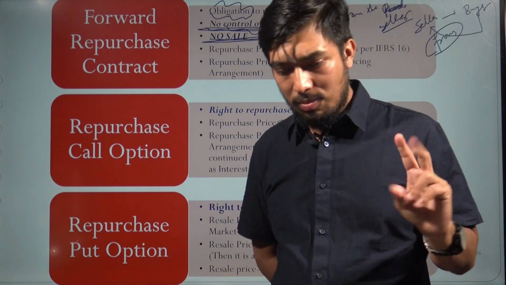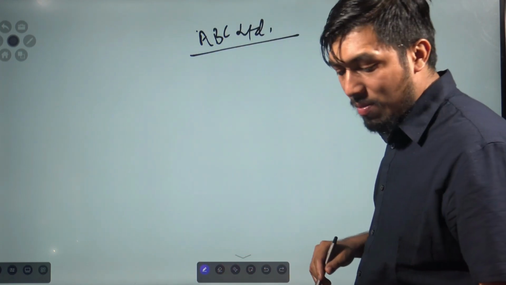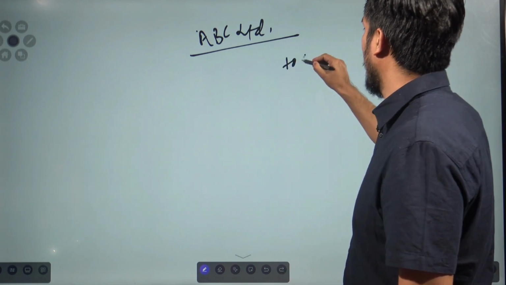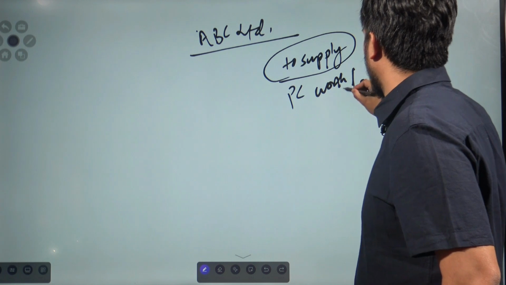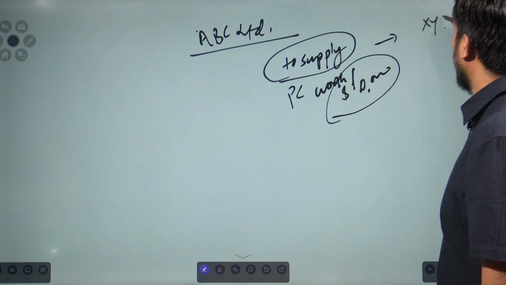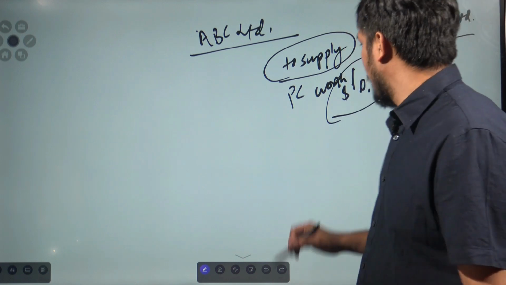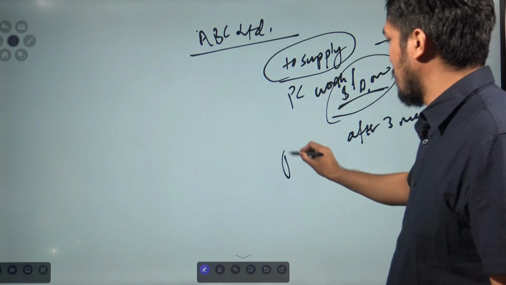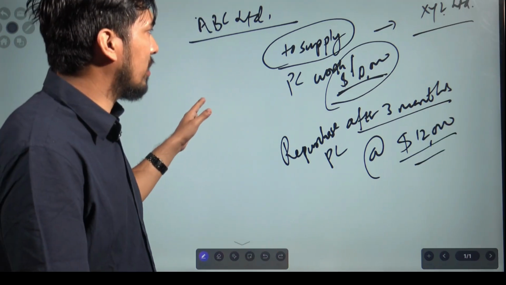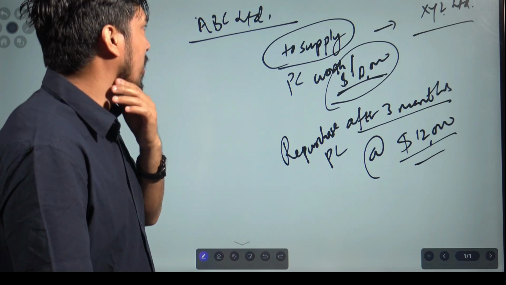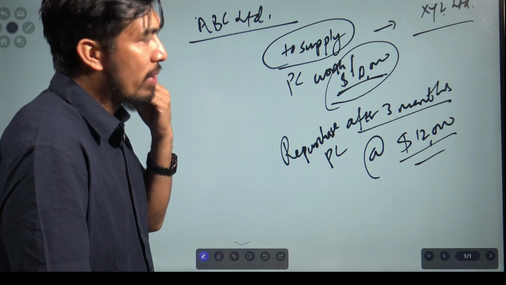Let's analyze two situations. For example, ABC Limited is an electronic supplier, and ABC Limited is making a contract to supply a PC, personal computer, worth $10,000 to XYZ Limited. However, there is a condition in the agreement that ABC Limited will repurchase that PC after 3 months at $12,000. It is a contract of revenue with customers, and ABC Limited is a supplier and XYZ Limited is a buyer. And ABC Limited is here to supply the PC worth $10,000 to XYZ Limited.